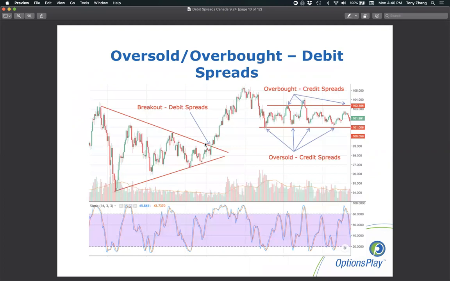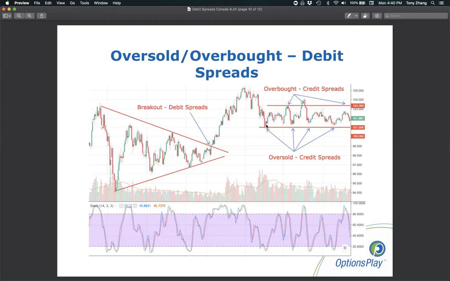Conversely, for those of you that use technical analysis like the oscillators, like I have a stochastic oscillator here at the bottom, you'll see that this oscillator hits oversold multiple times within a very short period of time and hits overbought also within a very short period of time.